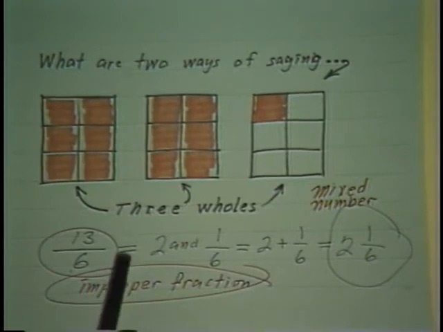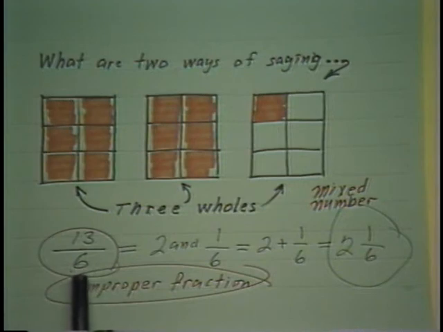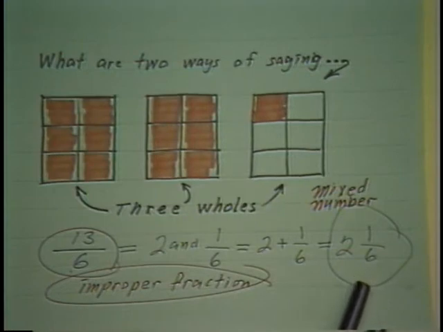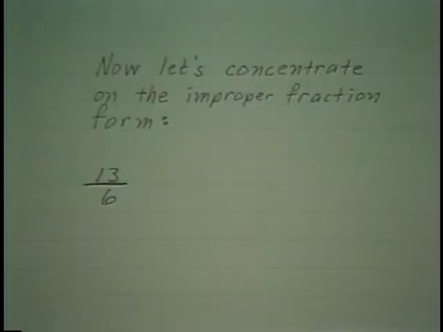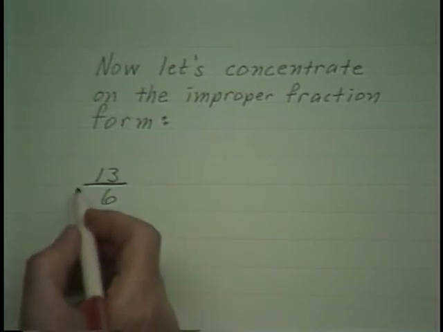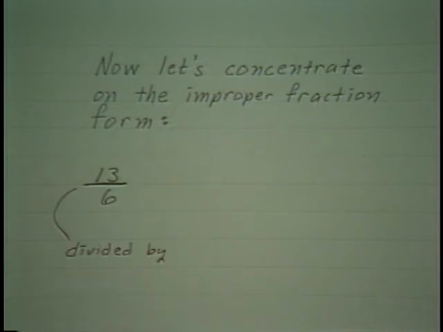This lesson then reminds us that an improper fraction can also be written as a mixed number, or vice versa, a mixed number may be expressed as an improper fraction, and a student should be able to go back and forth as it's convenient. So let's concentrate on the improper form. Recall from the last tape that this fraction bar not only means out of, but it means divided by. So this could be read as 13 divided by 6. So let's do just that.